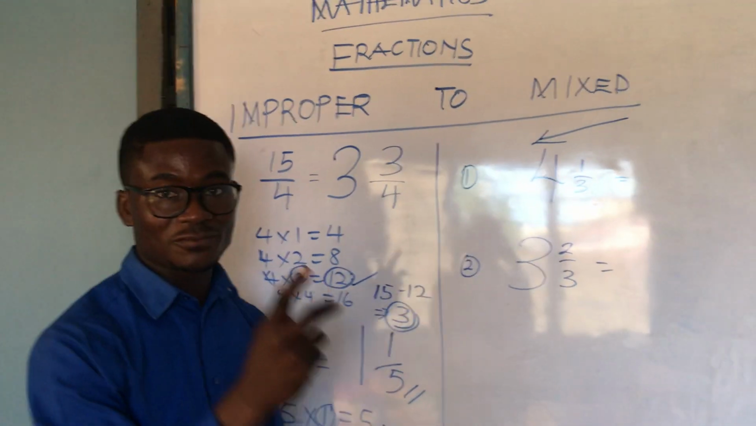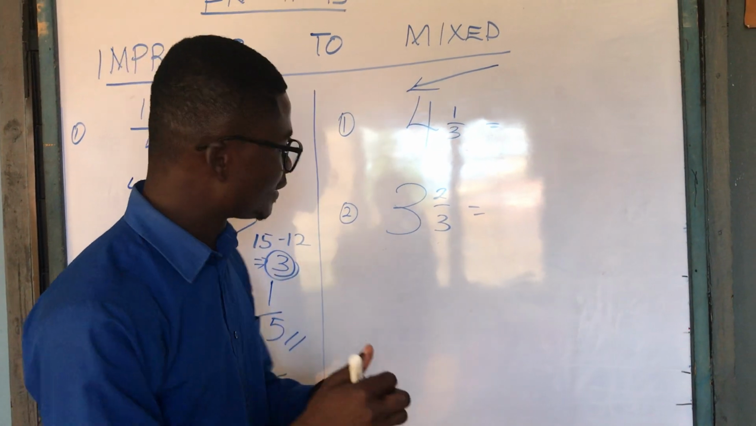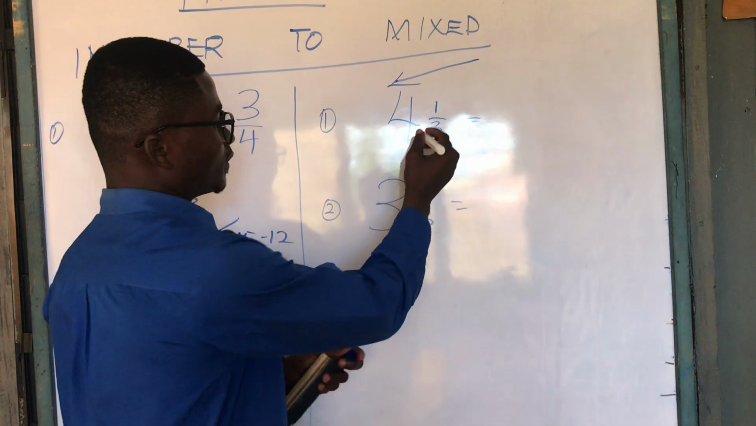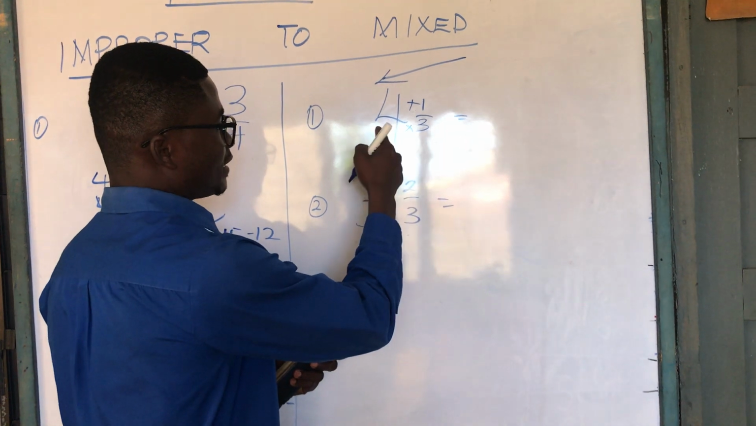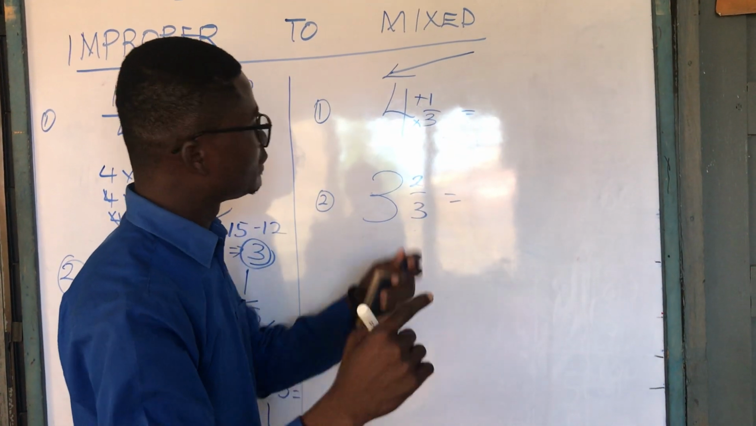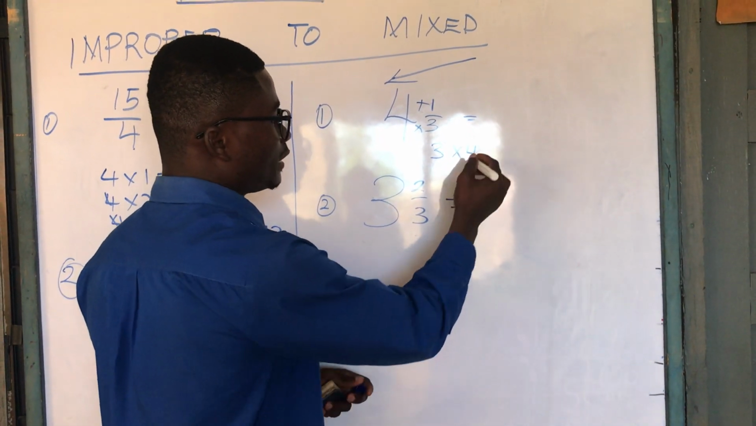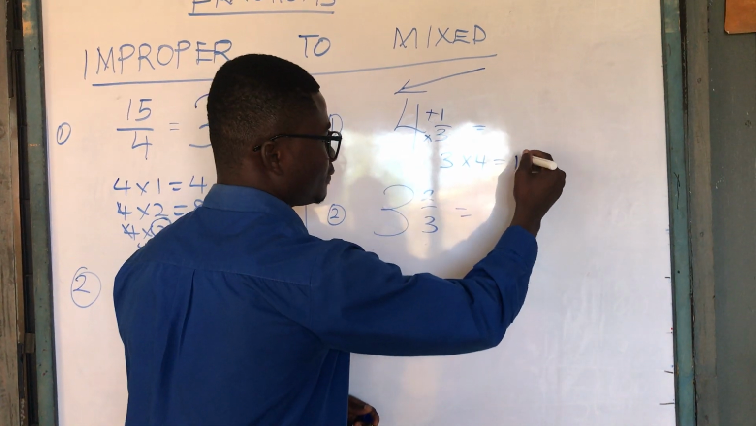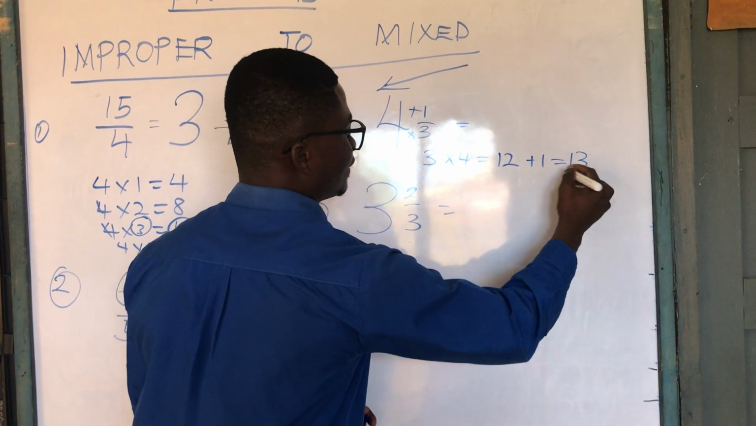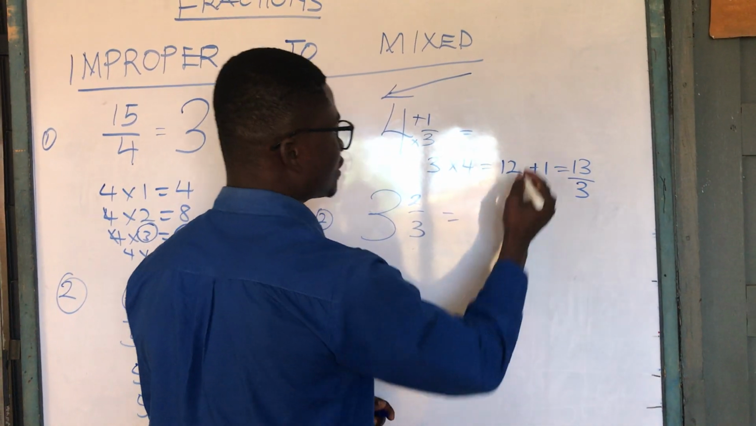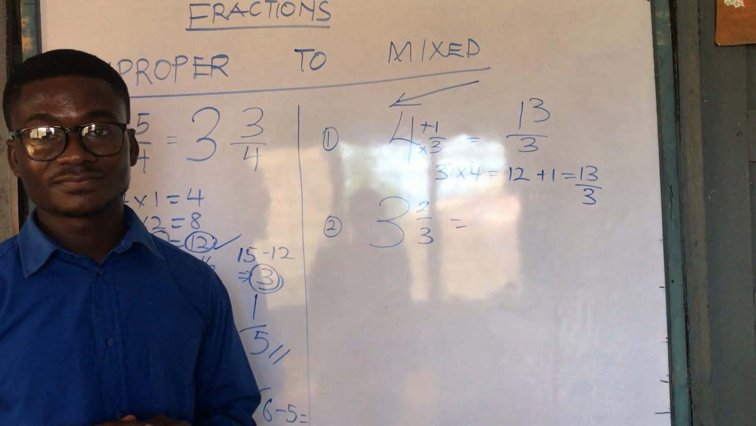The reverse of improper to mixed fraction is mixed fraction to improper. I will just give you a simple trick. Put multiplication here and put plus here. This times this plus this. That is what mostly confuses people. So 3 times 4 will give you 12, plus this, which is 1. Then we get 13 over what number was here? 3. So it's 13 over 3. We are done. Simple as that.